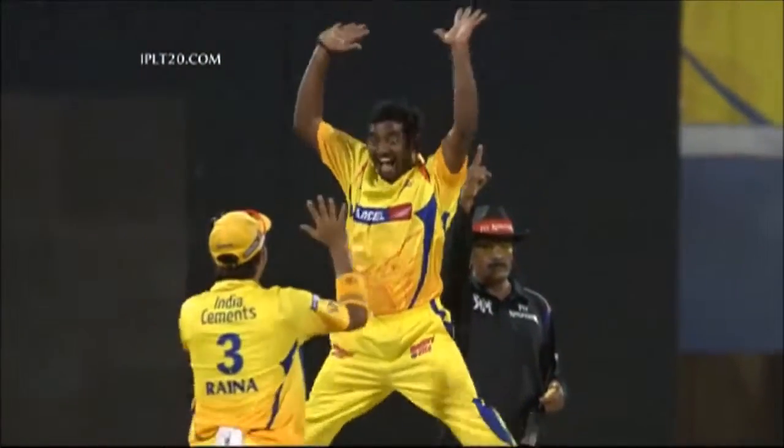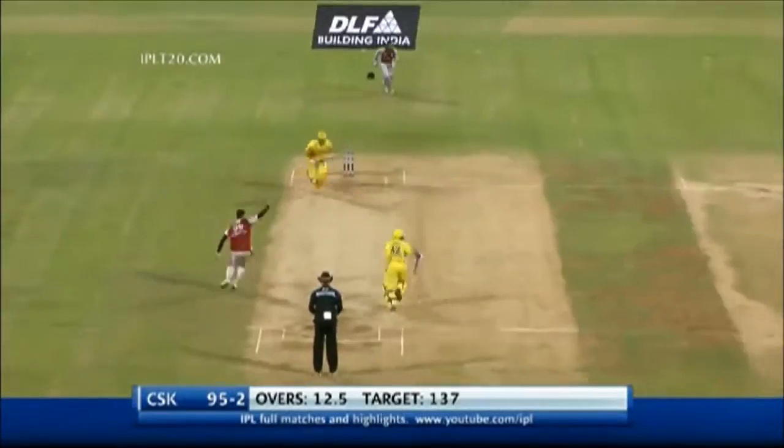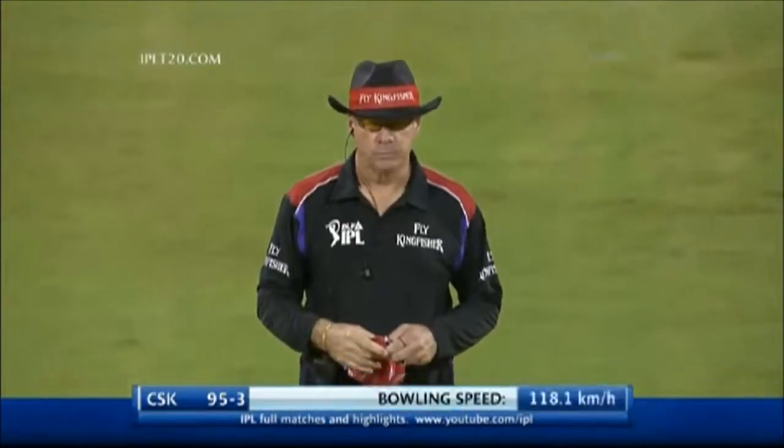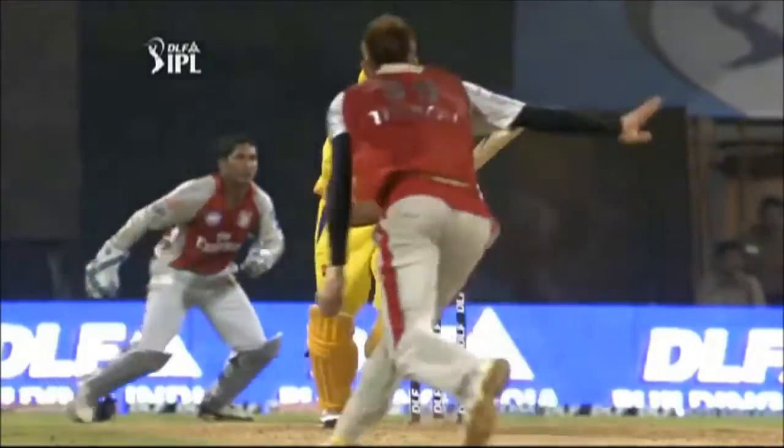Convince the umpire. Out. Got the pad first, and Harper has said the wicket has fallen.